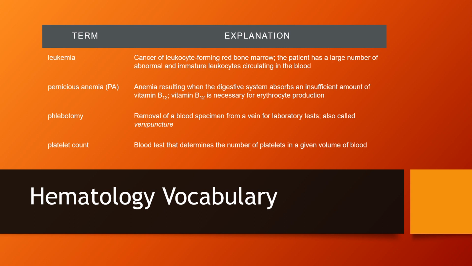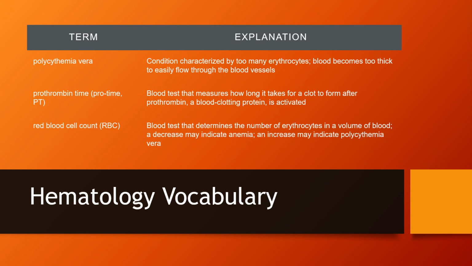Phlebotomy is the removal of a blood specimen from a vein for laboratory tests, also called a venipuncture. Platelet count is a blood test that determines the number of platelets in a given volume of blood. Polycythemia vera is a condition characterized by too many erythrocytes. The blood becomes too thick to easily flow through the blood vessels.